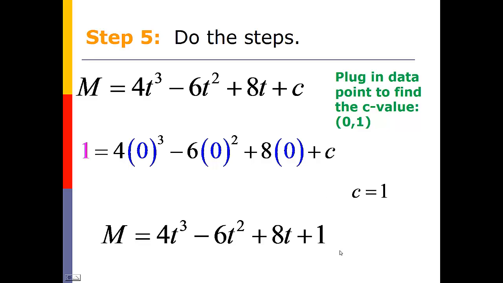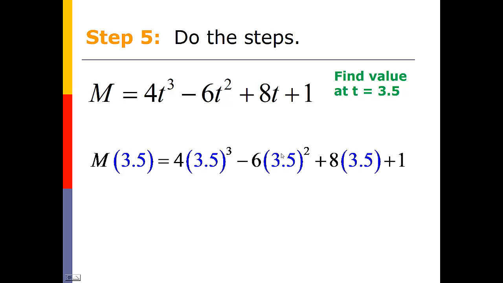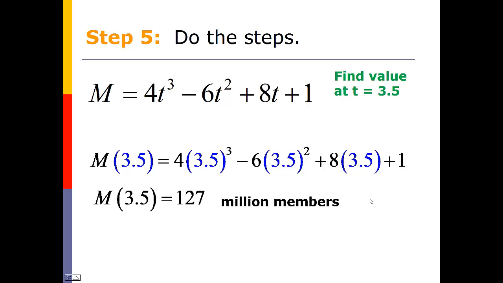So now I have a formula. You pick the year, you pick the time, and I can calculate what the membership would be as an estimate, as a projection. And then our last step is they actually wanted to find mid-2008. If we start at 2005, that would be 3.5 years later. So basically, I've got t equals 3.5. I plug that in there and crunch it out. I just put it in my calculator, and I got 127. So we got 127 million members. And so that finishes up this problem.